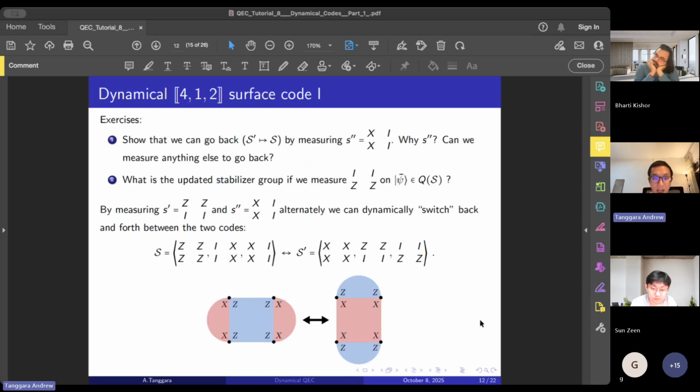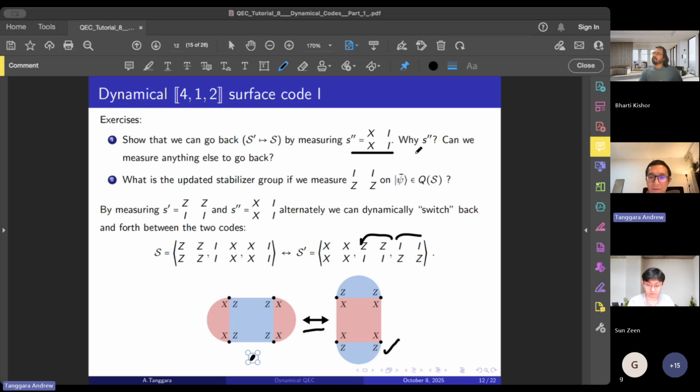And basically what we've done now, we've switched from this guy to this guy, right? From this left code to the right code, and that's the reason why I picked this nice generator, so I can draw it this way, and it looks nicer. And the reason why I have this arrow going back and forth is because we can switch back from S prime to S by measuring this guy, right?